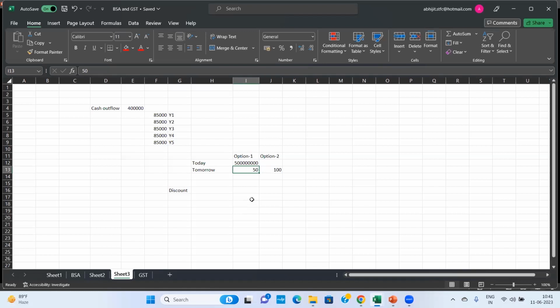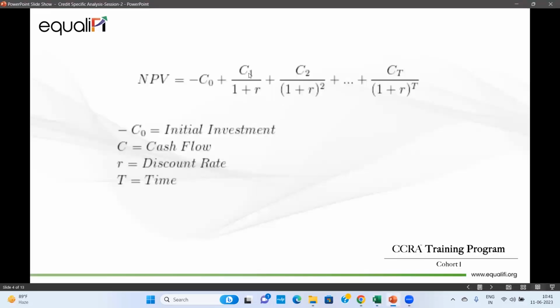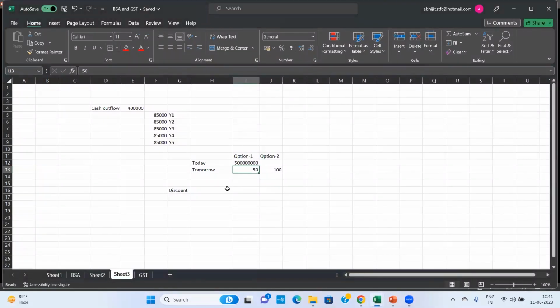So what we do is we do discount. Now, when we talk about discounting, this formula is applicable. It is the cash flow divided by 1 plus discount rate to the power year. This is the formula. 1 plus discount rate to the power year, right? Now, say I consider a discount rate of 5%.